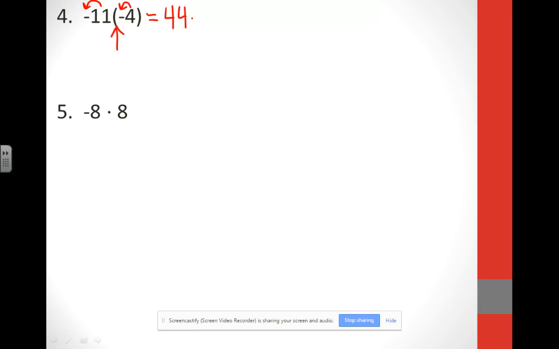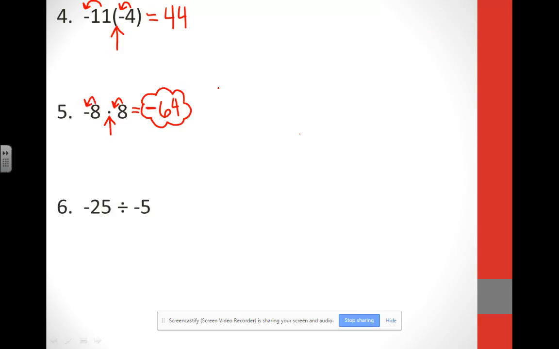Example number 5, again, this one is another multiplication problem, and this has the dot that I was just talking about to indicate that this is a multiplication problem. Because this is a multiplication problem, I'm going to go to my multiplication filing cabinet, and my rule for multiplication, if the signs are the same, the answer is positive. But in this instance, the signs are different, so the answer will be negative. And I'm going to multiply like normal. 8 times 8 is 64, so my answer is a -64.